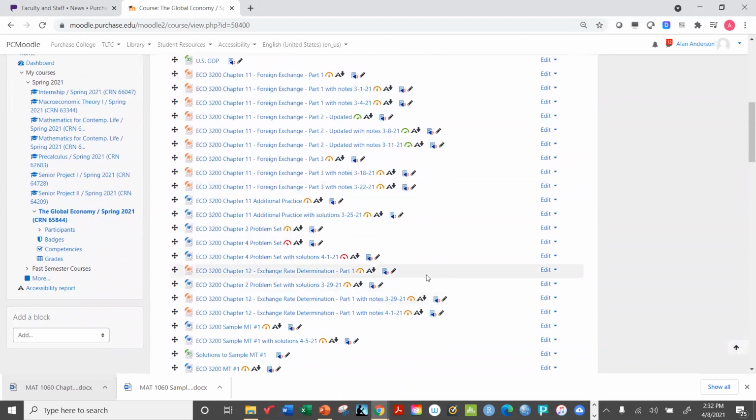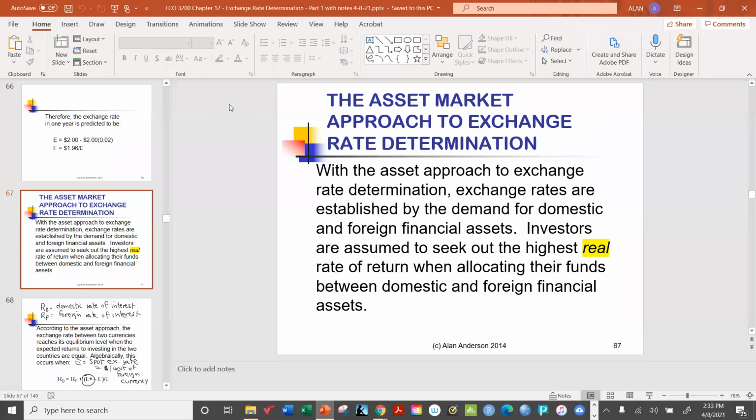But right now, what we're going to do is get back to chapter 12, where we are continuing to analyze how exchange rates are determined in the marketplace, both in the short run and in the long run. So this will probably take up the rest of the class. Next week, we'll probably start chapter 13, where we look at other considerations, specifically the central bank and how it affects exchange rates. But right now, we're still focused on short-term and long-term determination of exchange rates.